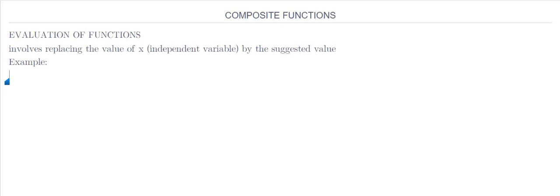Do something briefly on composite functions. But for you to understand composite function, you need to understand evaluation of a function. Now, I've written on the screen the basic information that you need to know about evaluation of a function. Evaluation of a function involves replacing the value of x, which is an independent variable, by a suggested value. The suggested value is being given maybe in the question, or sometimes you may be needed to choose an arbitrary value, but mostly it is given.